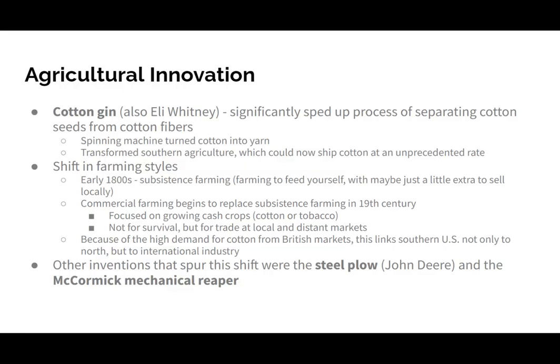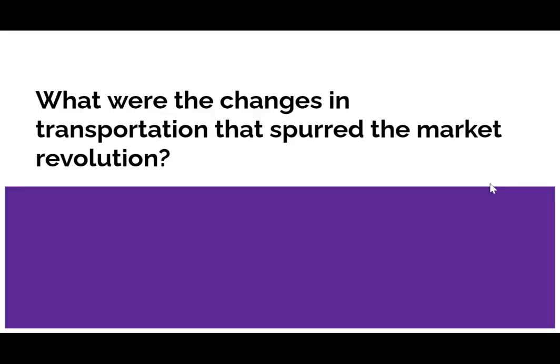And as I said, because of this high demand from the British market, this is going to link the South in the US not only to the North, but to international industry. And a few other inventions that are really going to spur the shift were like the steel plow, invented by John Deere, and the McCormick mechanical reaper.